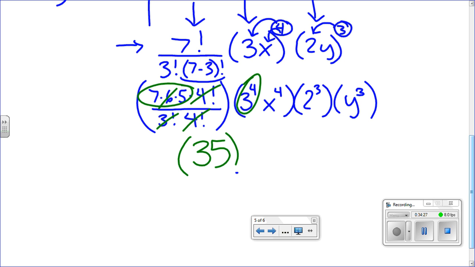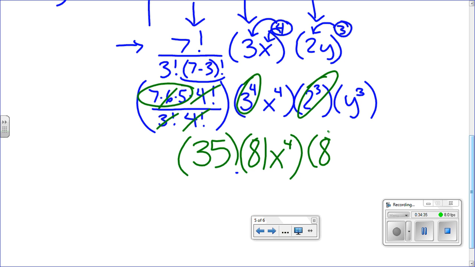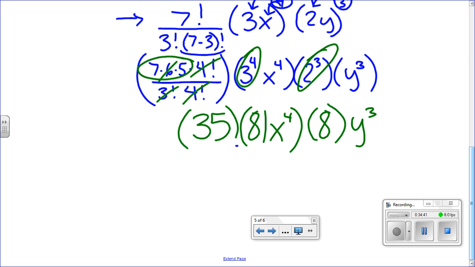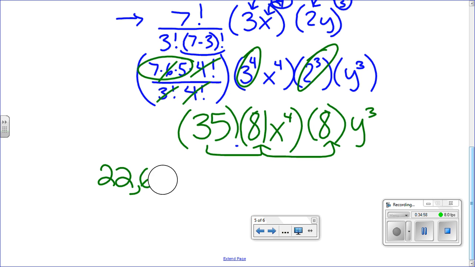Then 3 to the 4th is 81, x to the 4th. And 2 to the 3rd is 8, and then we have y to the 3rd power. So let's see, can someone please multiply the 35 times 81? 22,680. Say that again, Andrew? 22,680. Okay, and so that will be the big coefficient, and then what else are we missing? X to the 4 and y to the 3rd.